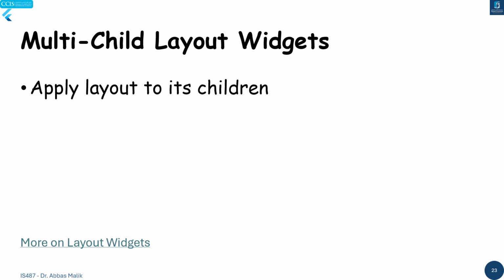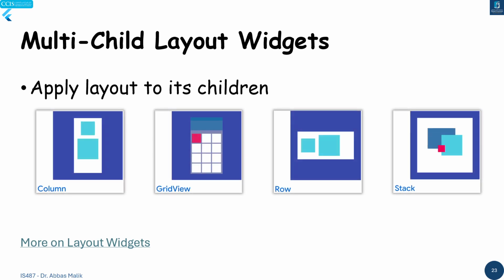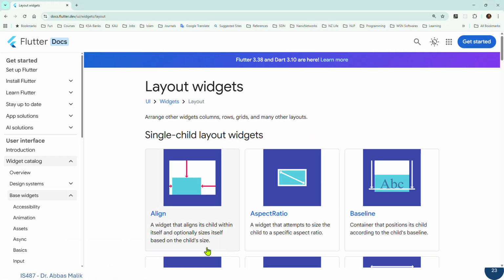If you see the previous example that we have seen, we have a row and a column. They have children, not a single child. Okay. So similarly, we also have a scaffold, which also has multiple children. All these are examples of multi-child layout widgets, which can organize multiple children according to their layout and constraints. And if you click on that specific link, I will just quickly open up that layout page here.